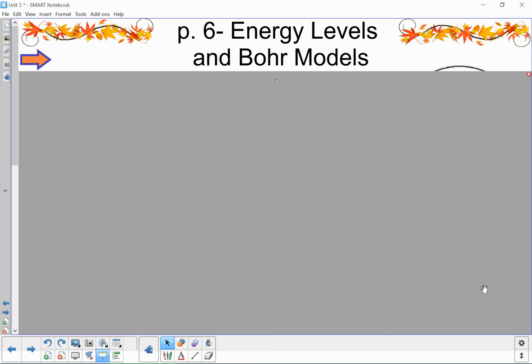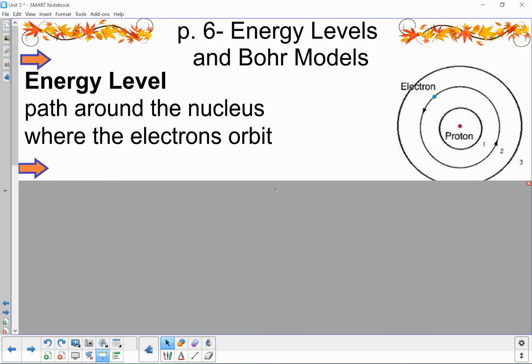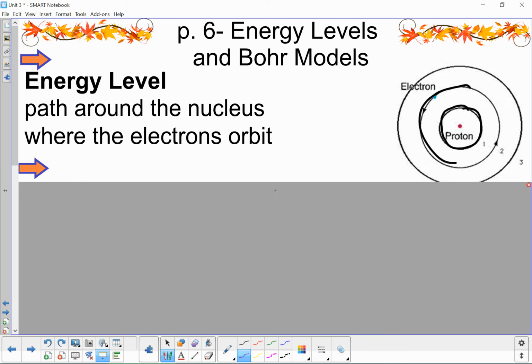So you already know about energy levels. We taught you last unit that energy levels are just the paths around the nucleus where the electrons orbit. So if you look at the diagram on your paper, over here to the right, each of these rings, all of those are the energy levels. This one itself has 3 energy levels, but atoms can have different amounts of energy levels.